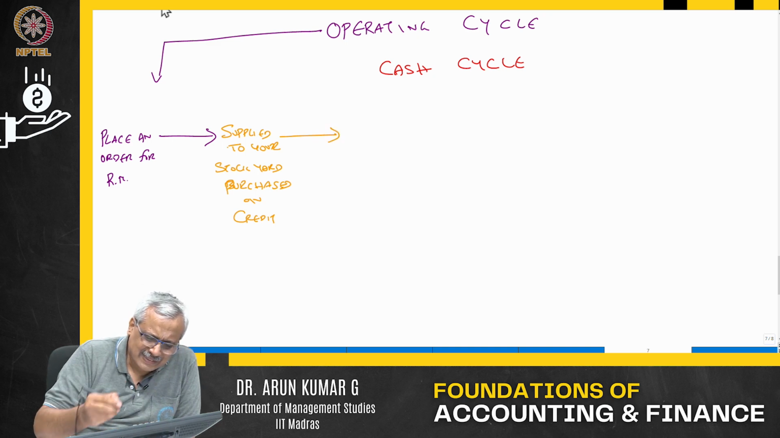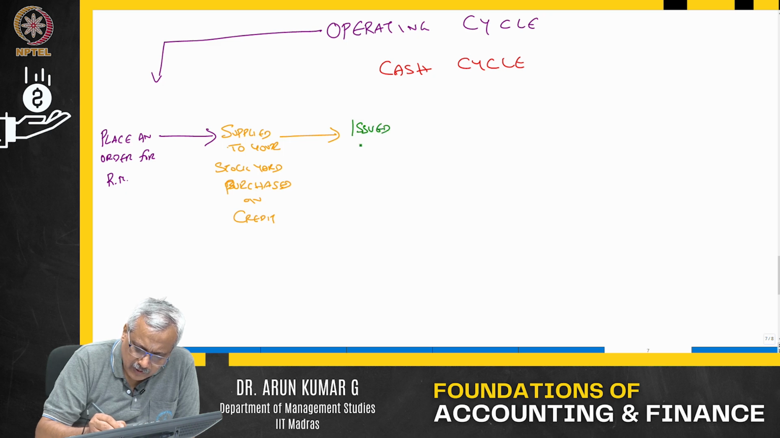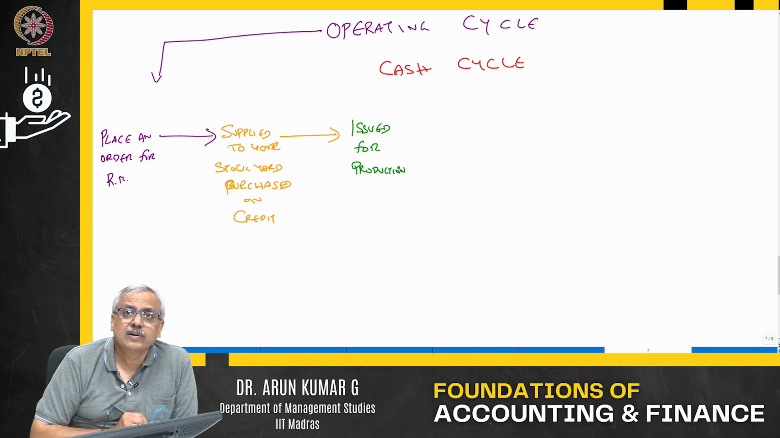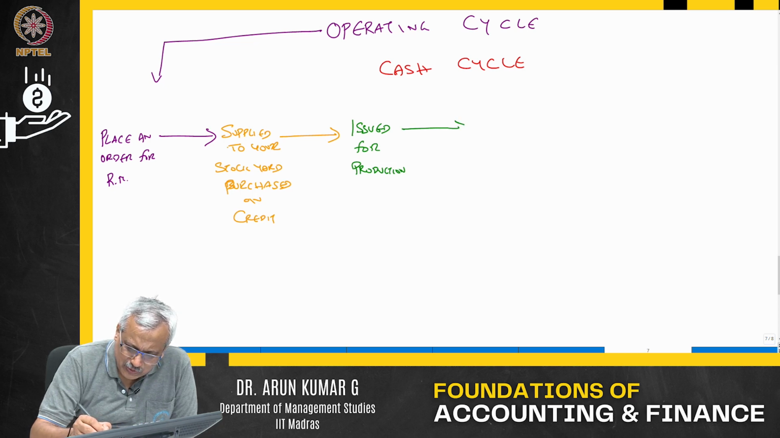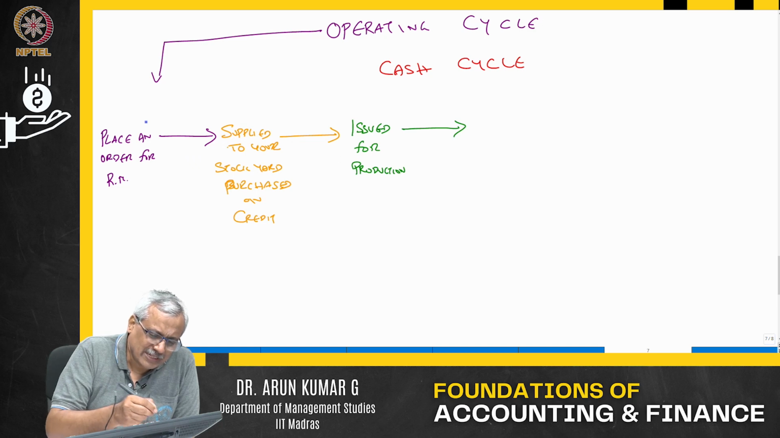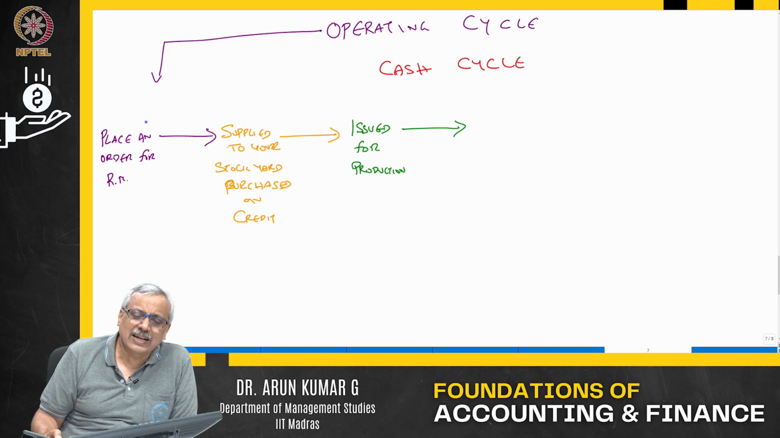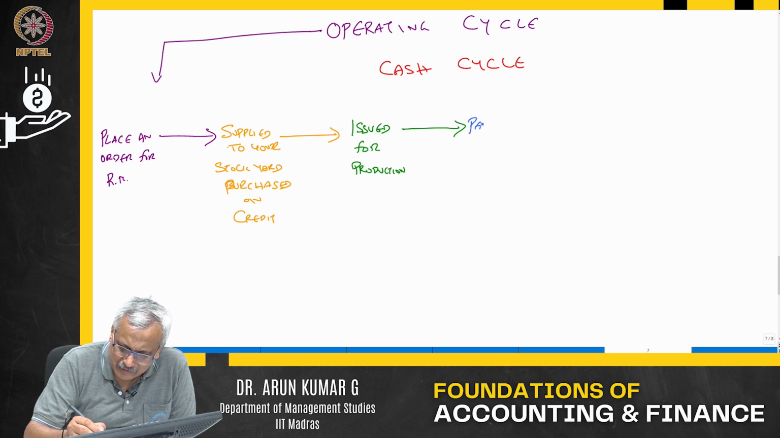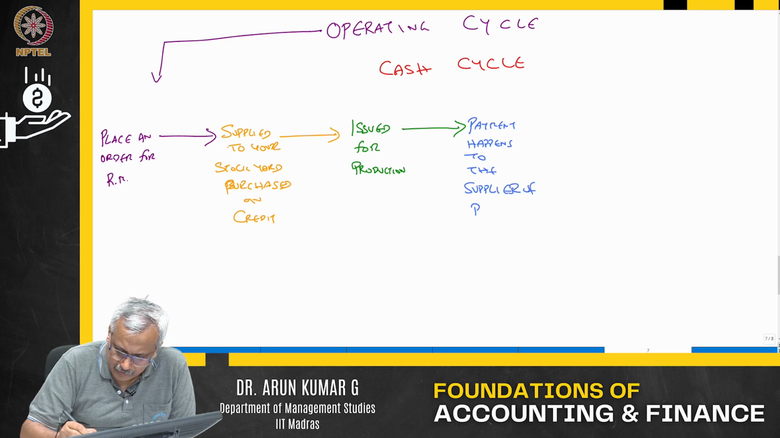Now what happens? It gets issued for production, whatever is the time lag between these. Once it gets issued for production, then in between what happens? The payment has to happen to the supplier. That is, payment happens to the supplier of raw material.